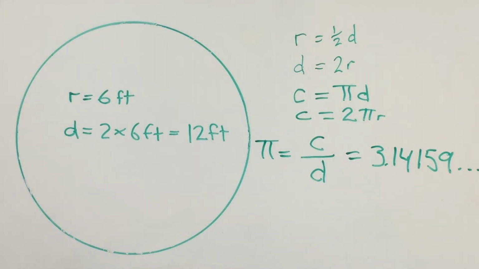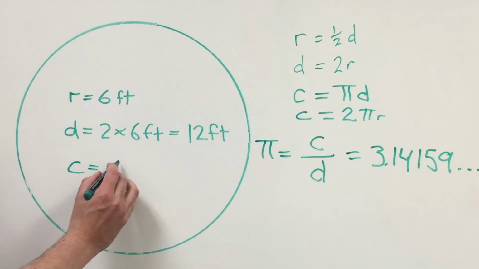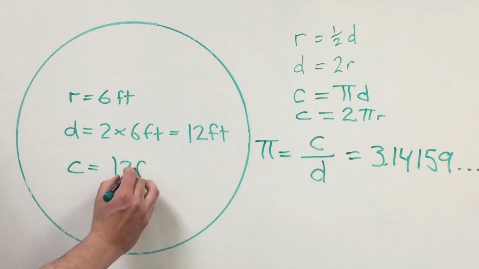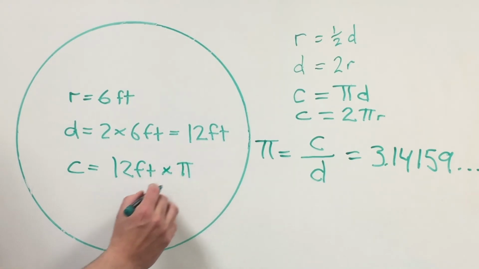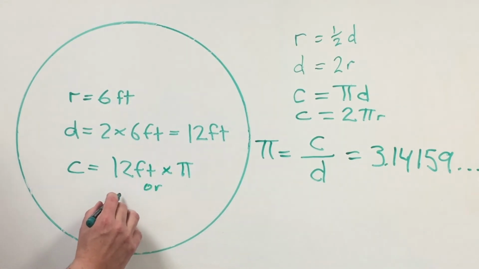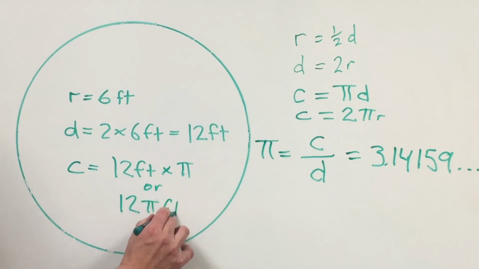Now, what's the circumference of this circle? Again, since the circumference of a circle is equal to pi times the diameter, the circumference must be 12 feet times pi. We could do the multiplication here by first rounding pi to a certain number of digits. For example, we might use 3.14 as the value for pi and multiply that by 12 feet. Sometimes people will just leave pi as it is, which we'll do here in the interest of time.